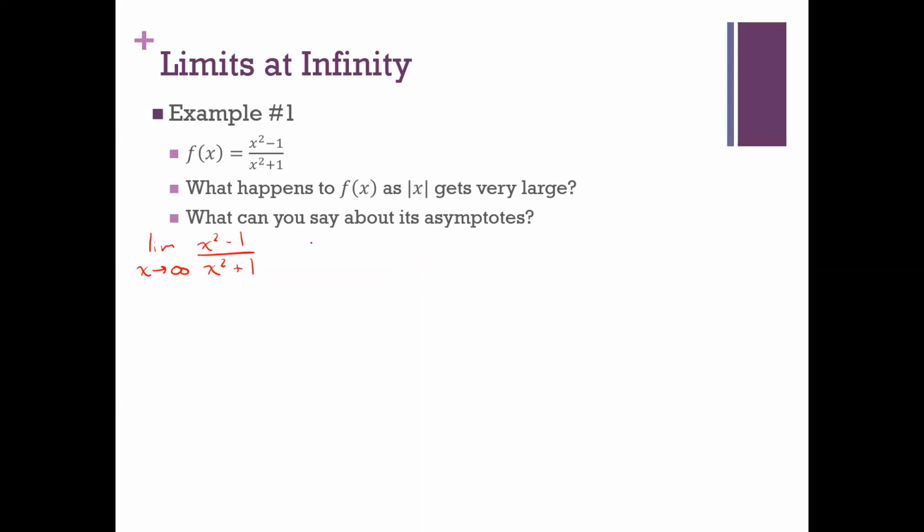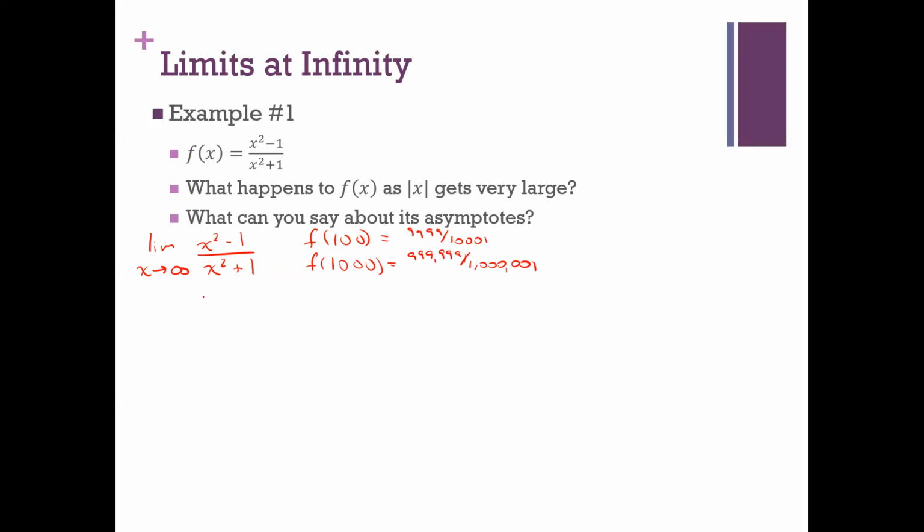So what happens if I plug in a bunch of really large numbers? What is this thing starting to trend toward? Let's look at f of 100 and f of 1,000. So f of 100 is going to be 10,000 minus 1, so 9,999 over 10,001. So that is incredibly close to 1. This one's going to be even closer. That's going to be 999,999 over 1,000,001.